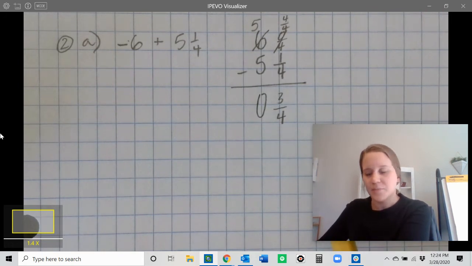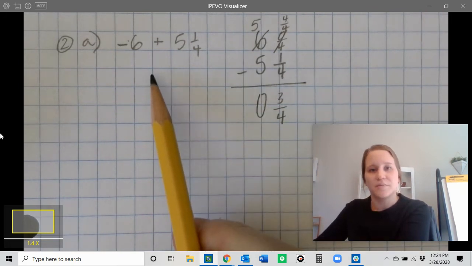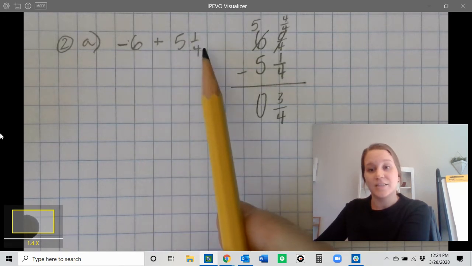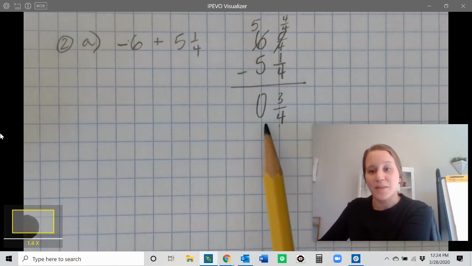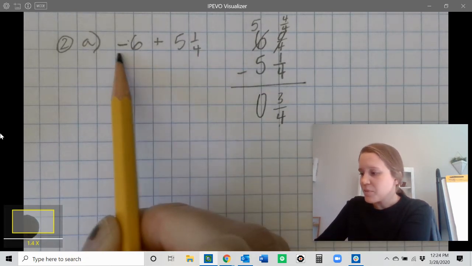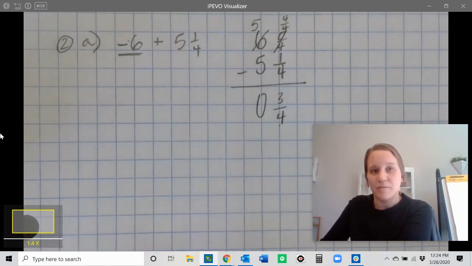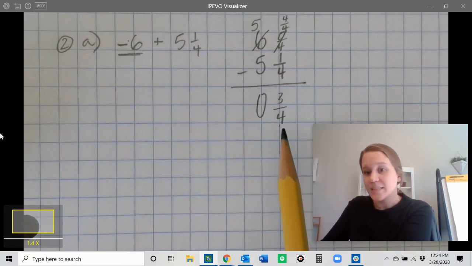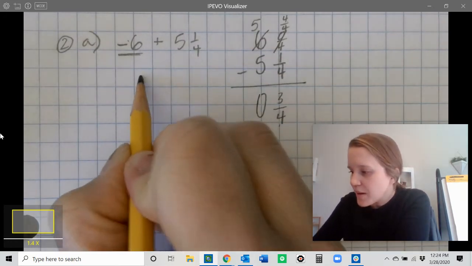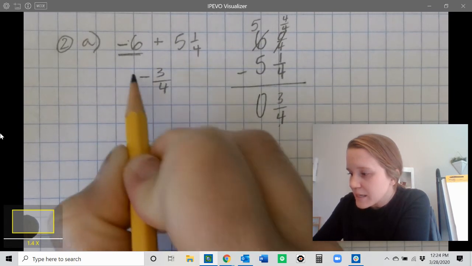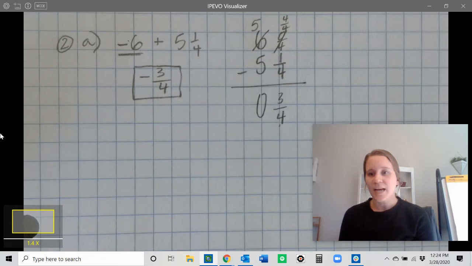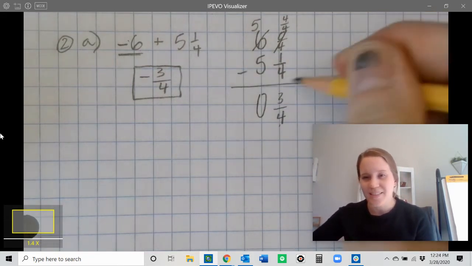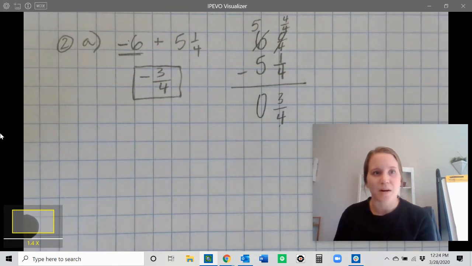Then I need to go back into my question and follow my integer rules, right? The integer rule said if signs are different, then subtract and take the sign of the number with the bigger absolute value. The one with the bigger absolute value is negative, which means that my answer should be negative. So my answer is negative 3/4. I love this way of solving mixed number questions because it has a lot of parallels to the decimals that we just practiced in borrowing.